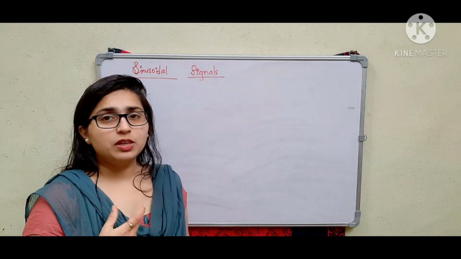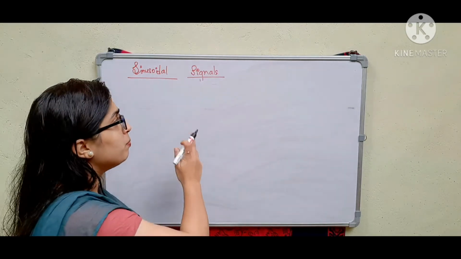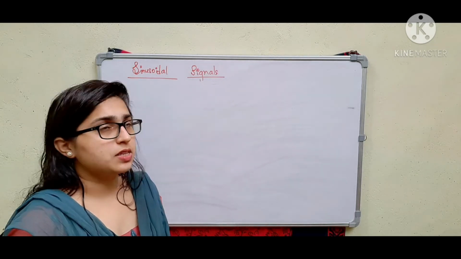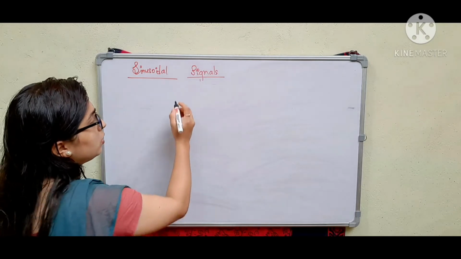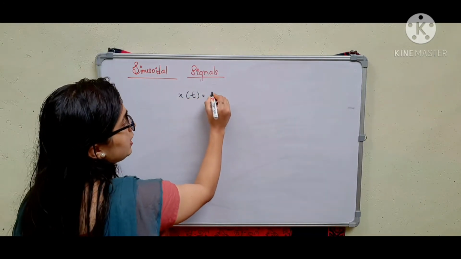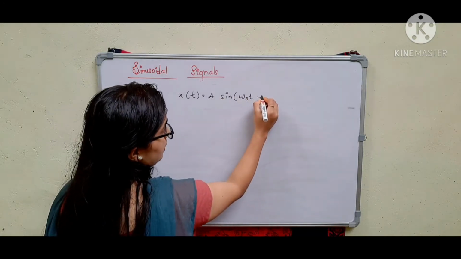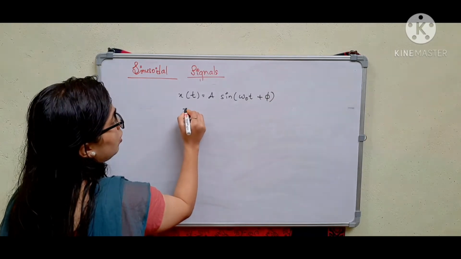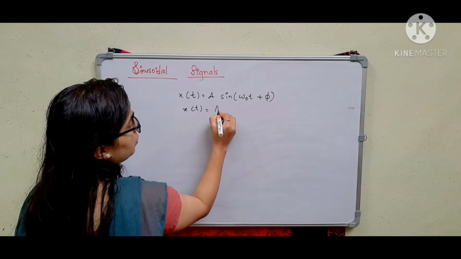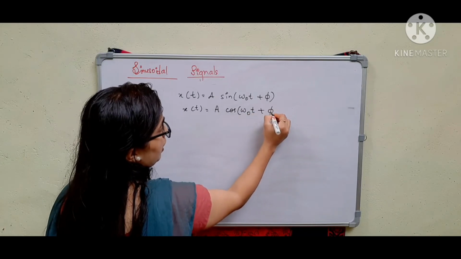In this video, we will study the sinusoidal signal. These are another type of basic signals or elementary signals. So how can you define this sinusoidal signal? It can be x of t equal to A sine omega naught t plus phi, or x of t equal to A cos omega naught t plus phi.